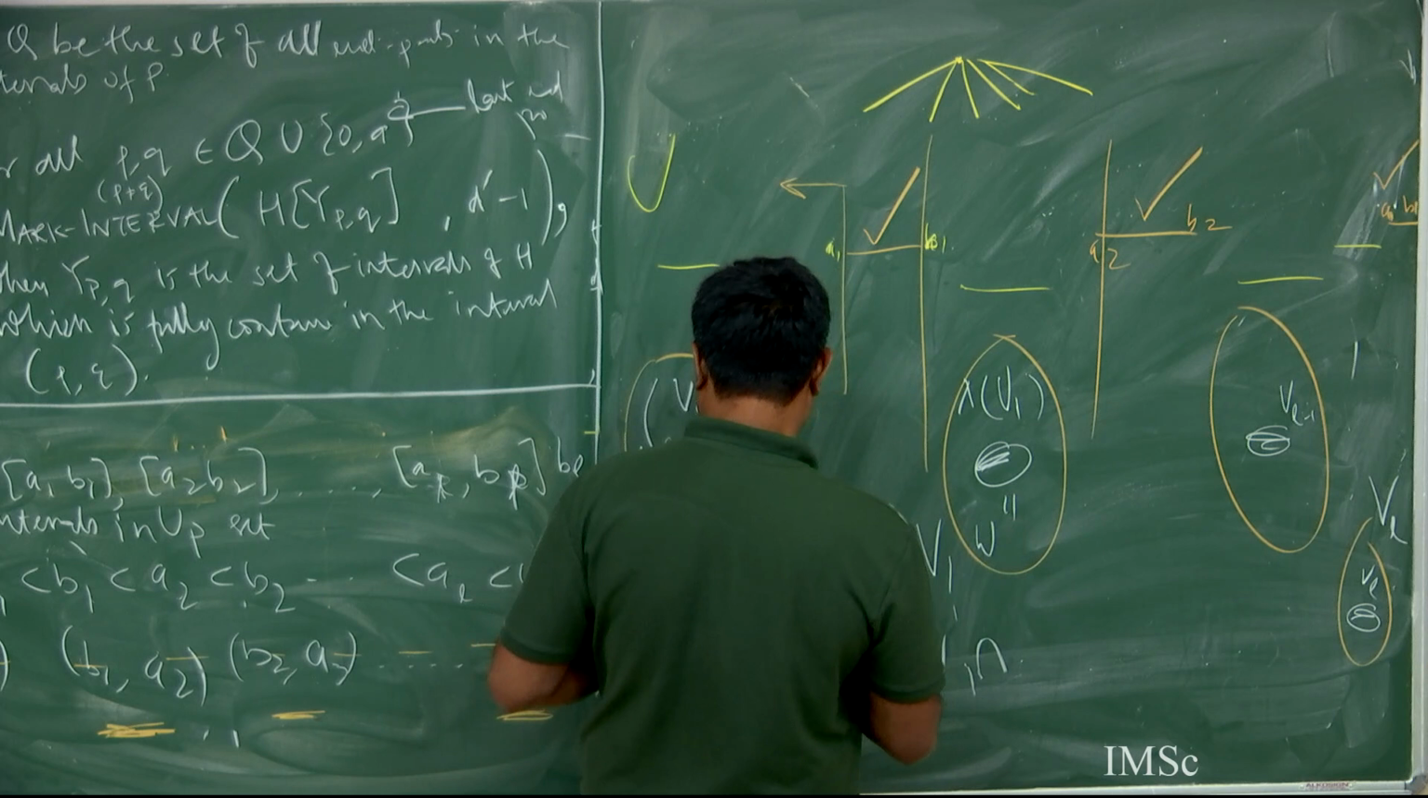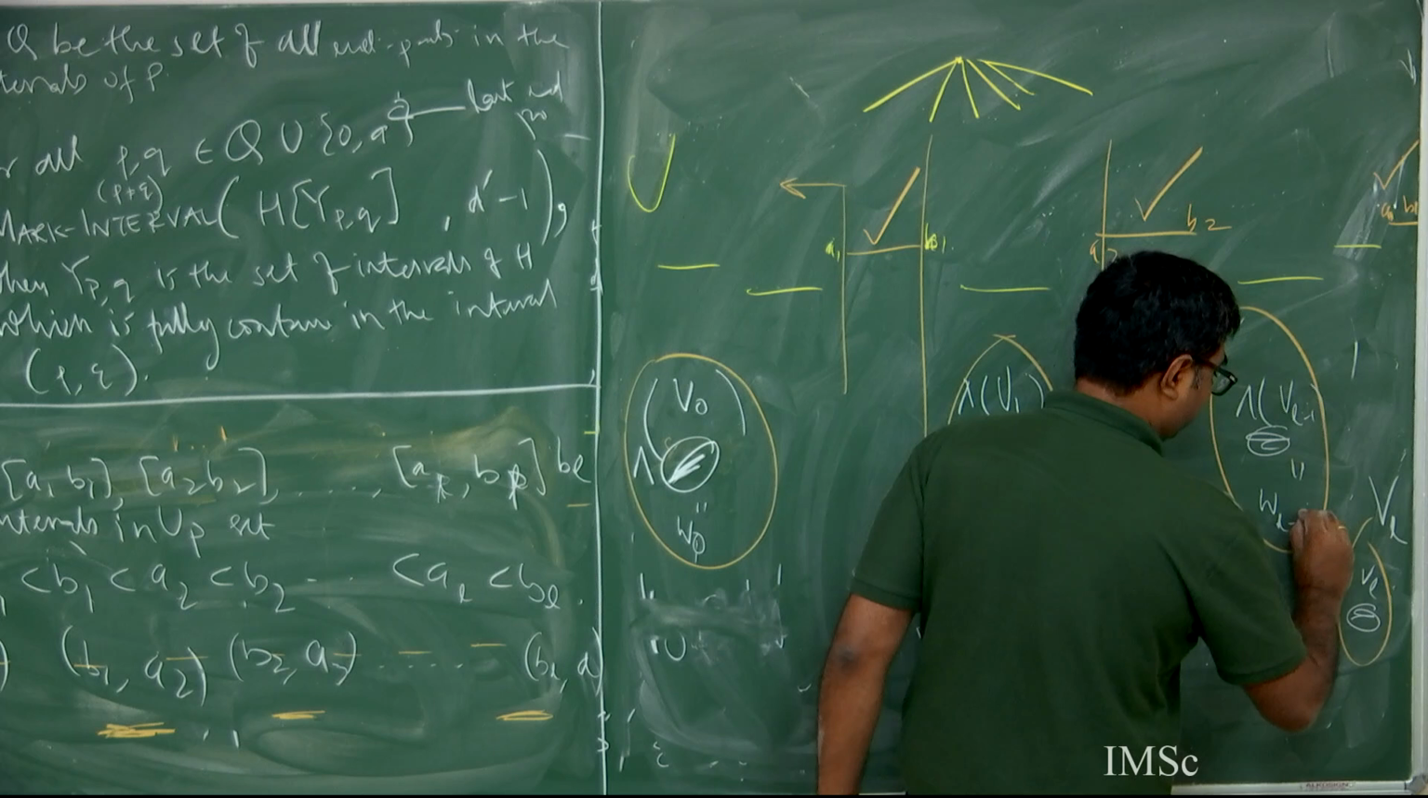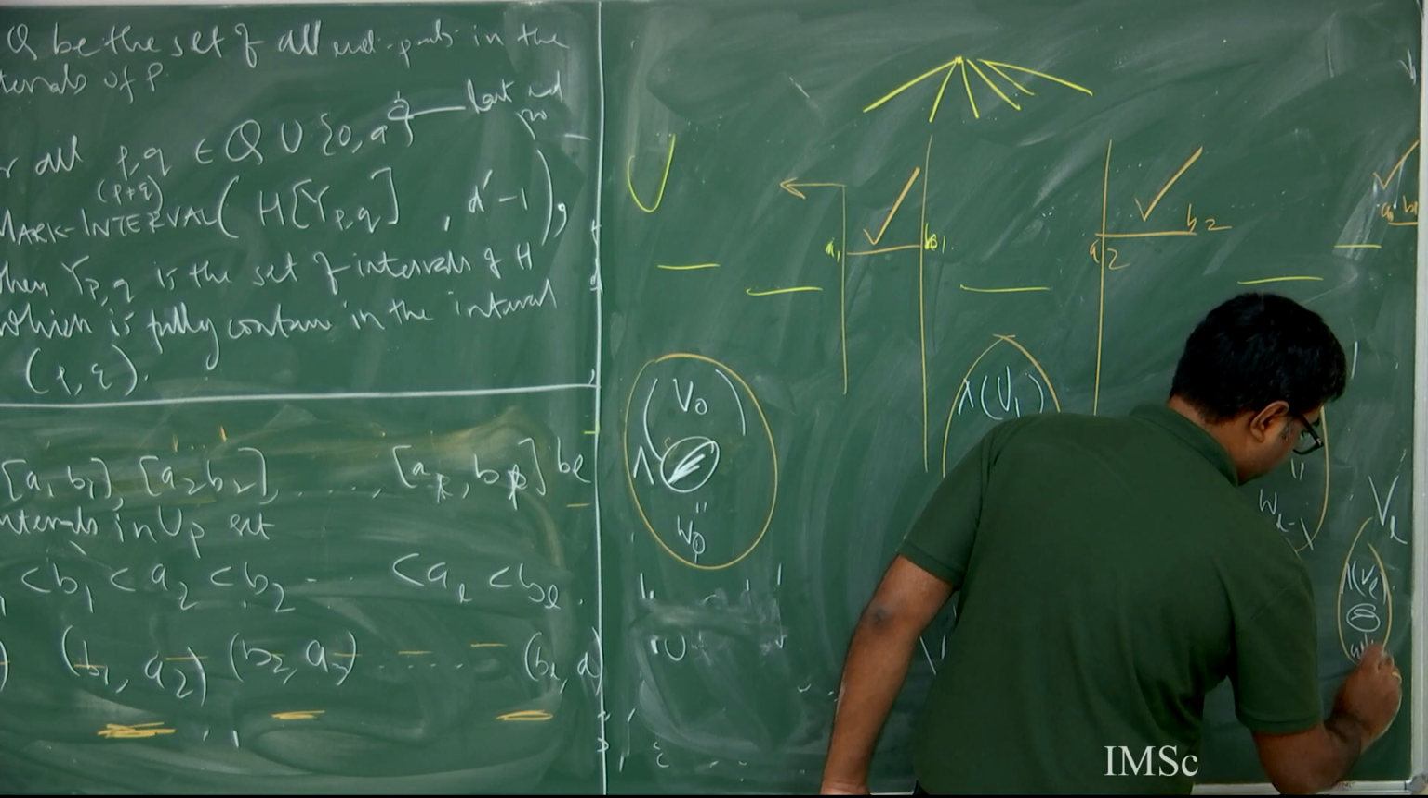Let's call this W0, W1. Let's call this WL minus 1. And let's call this, I'm drawing a picture, sorry, WL. Right? But these are realizable because you have taken its intersection. So by definition, they are realizable.